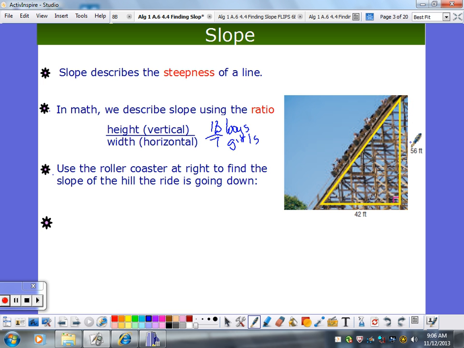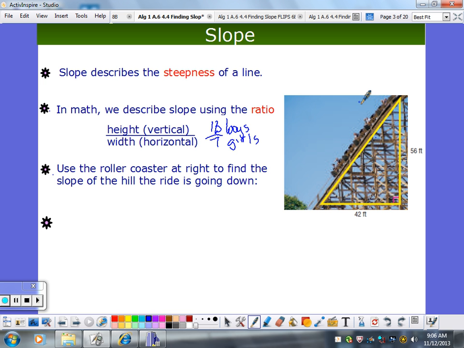Would it fall straight down? Use a little bit of physics: gravity will pull it straight down, and it would go 56 feet. So that's how high you are at the highest point. And then we measure the horizontal distance. So in this roller coaster, it's 56 feet high and it's 42 feet wide.